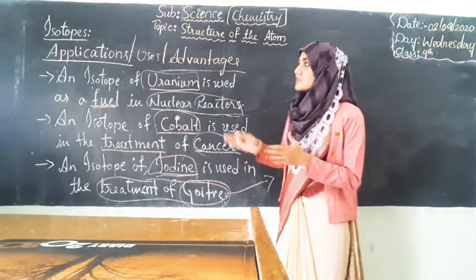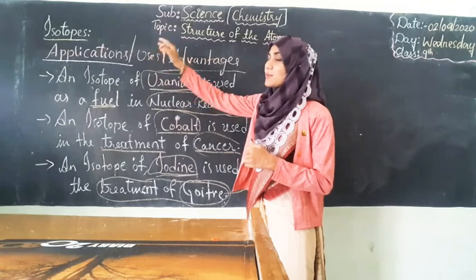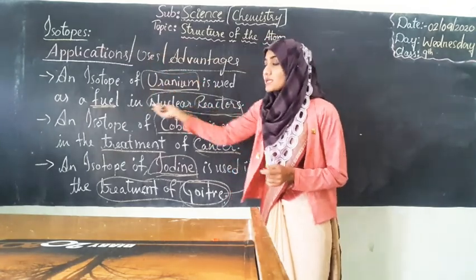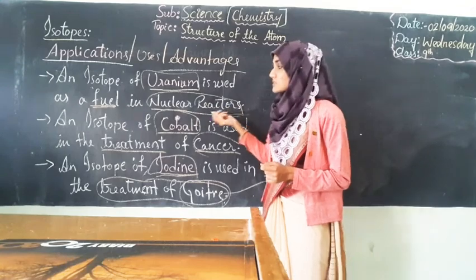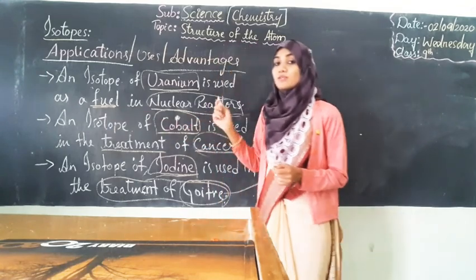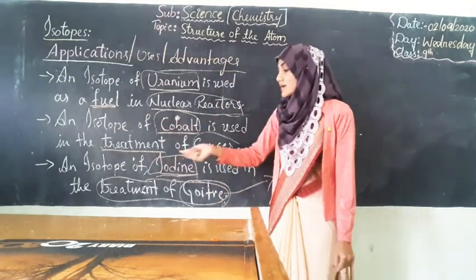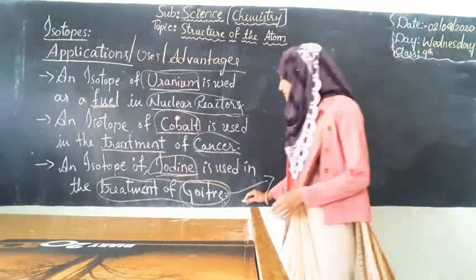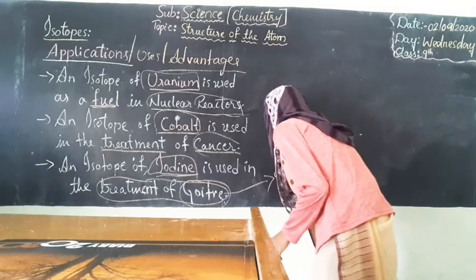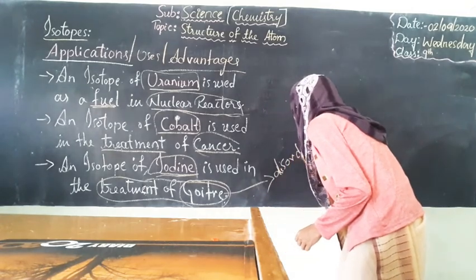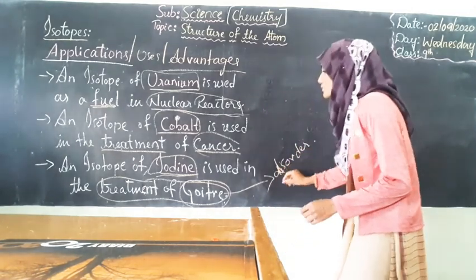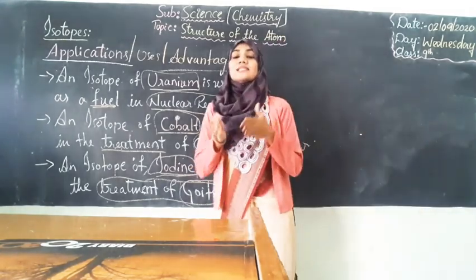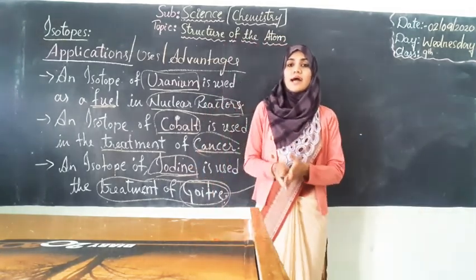So these are the three applications of the isotopes. Application means uses. The isotopes of uranium are used as fuel in nuclear reactors, the isotopes of cobalt are used in the treatment of cancer, and the isotopes of iodine are used in the treatment of goiter. Goiter is a disorder caused due to the deficiency of iodine. So that's about the lesson structure of the atom.